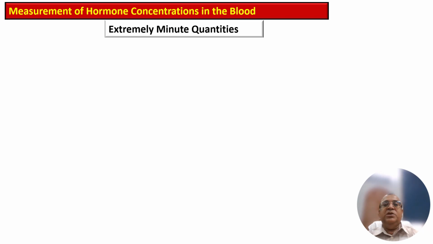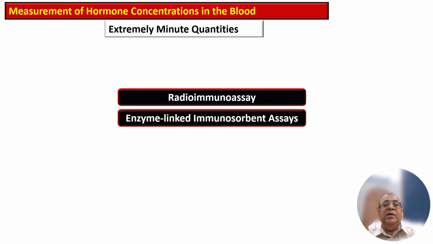The concentration of these hormones in the blood is very minute. They are about a billionth of a gram or a billionth of a milligram per ml, so it is difficult to measure these concentrations by usual chemical methods. The methods usually used for the detection of these hormones in the blood are radioimmunoassays and the enzyme linked immunosorbent assay, also termed ELISA.